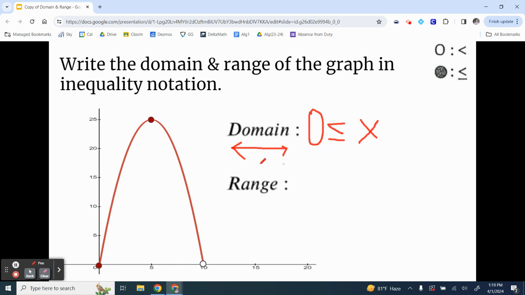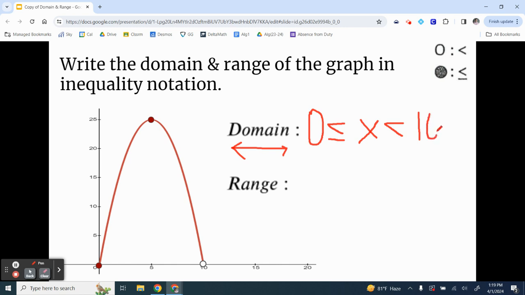Now I'm going to do the exact same thing, but going from the left to the right. So if I follow this, the biggest x value I have is right here at 10. So I know that all of my x values are also smaller than 10.